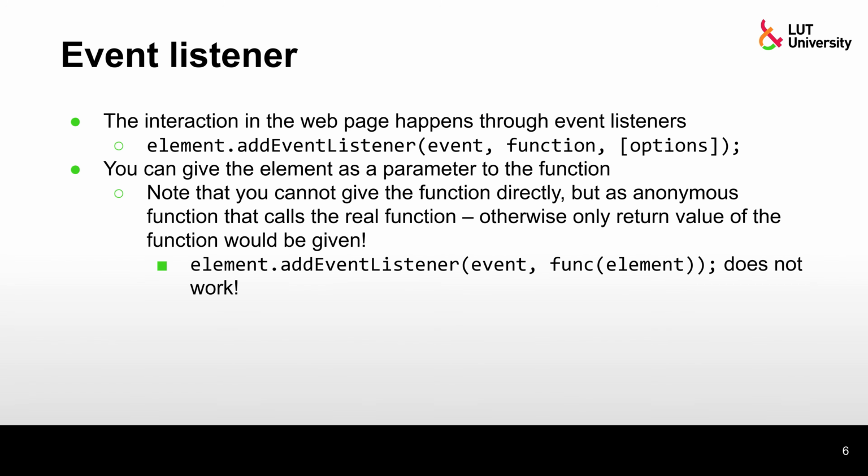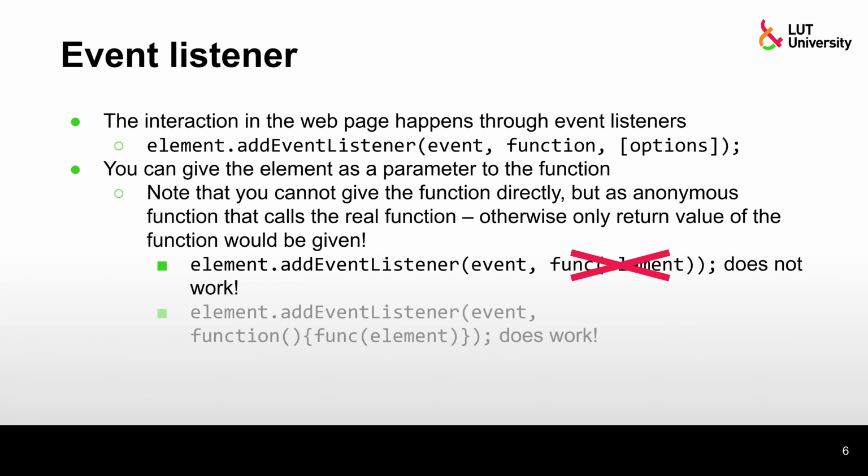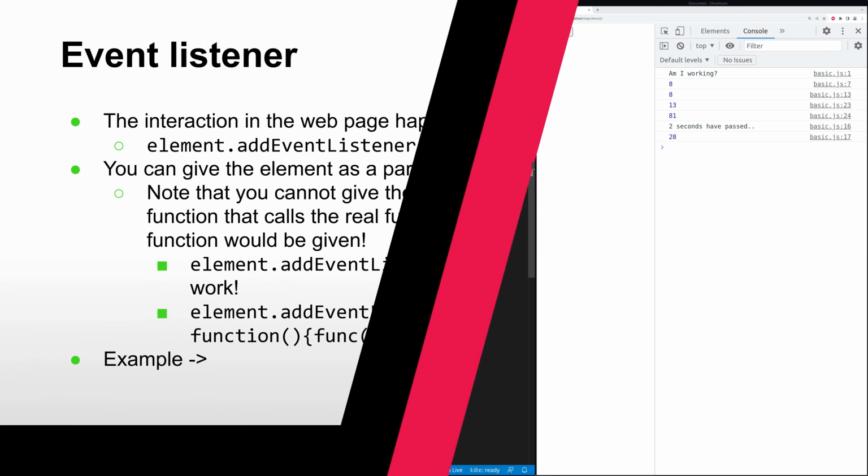So this kind of a clause won't work. So we would have here a function called func, and it has a parameter element, but this doesn't work because the func function is then called directly, which is not what we want. But we need to have some kind of an anonymous function there, which is then defining this function call. And this second version works. Let's have an example on this one.